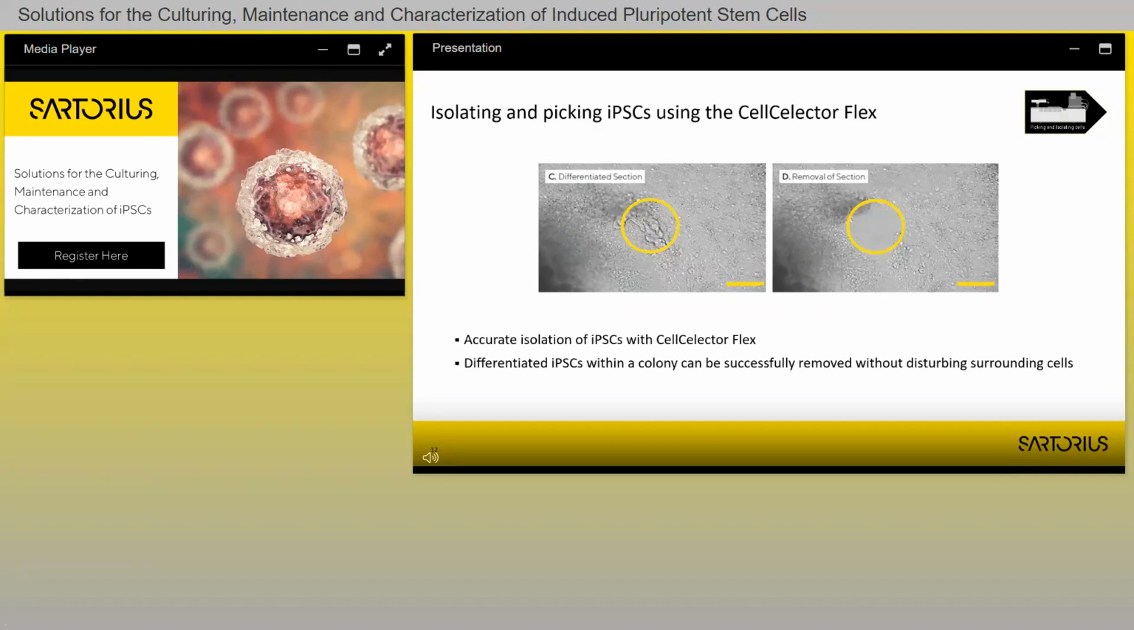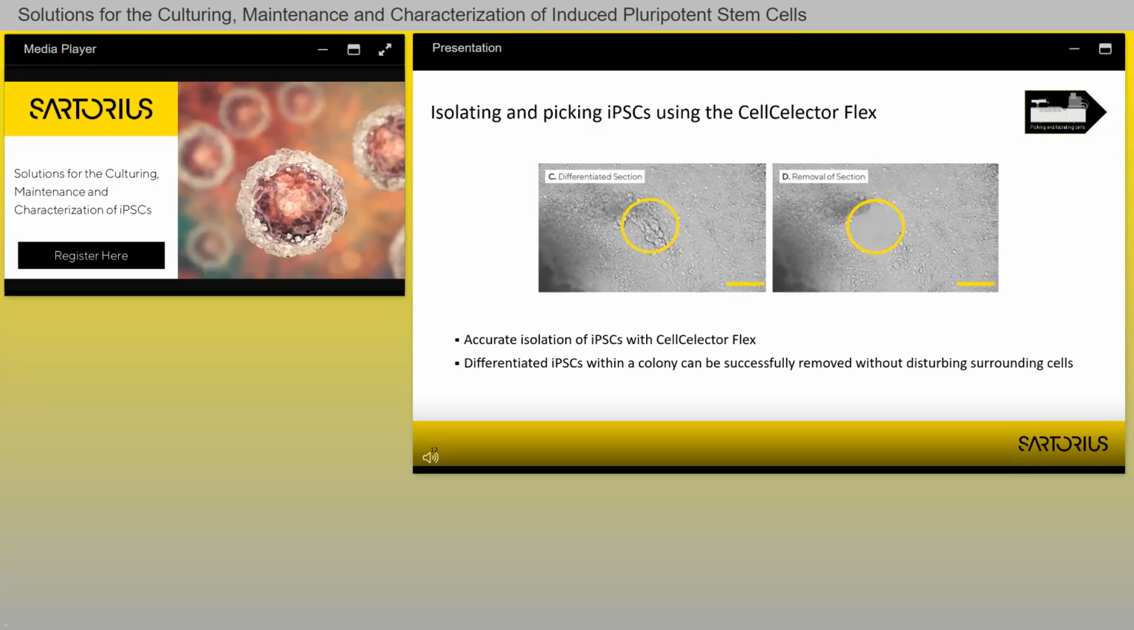An area where the cell selector flex's accuracy is exemplified is in the isolation of iPSCs using the system. The images we have in the middle here are of the same section of iPSC culture, but on the left we have a differentiated section prior to picking, and then on the right we have that same section after the differentiated section has been removed by the cell selector flex. So you get an idea of the accuracy and specificity of the system, where if you're growing some nice optimal iPSC clones and you find some differentiated sections within those colonies, you can use the cell selector flex to remove those unwanted sections, ensuring the purity of your iPSC clones.